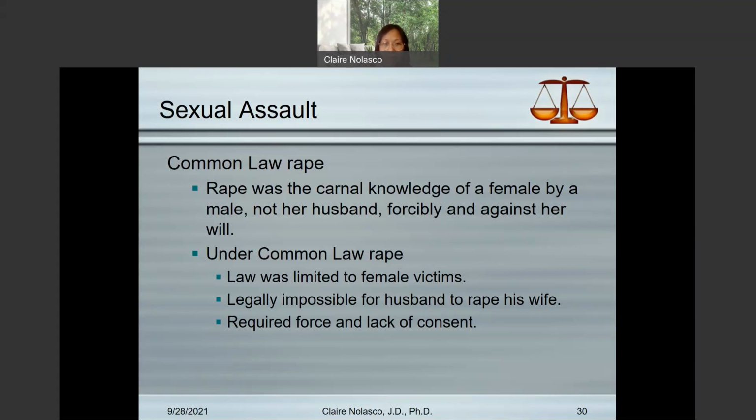So under common law rape, the law was limited to female victims. It was legally impossible for the husband to rape his wife because under common law, the wife was the property of her husband. And the common law rape required force and lack of consent.